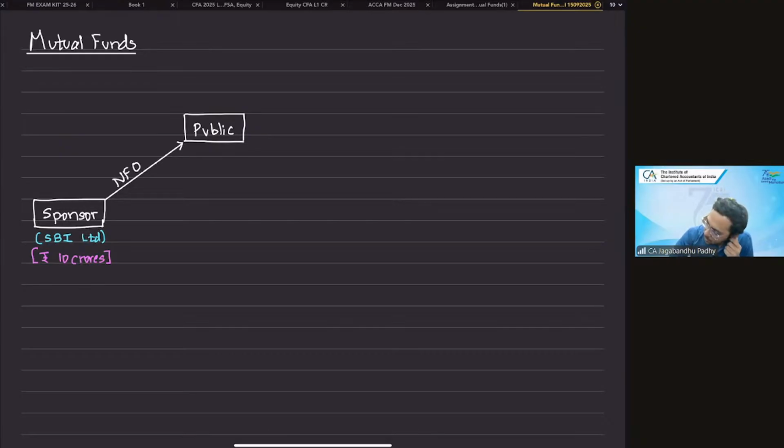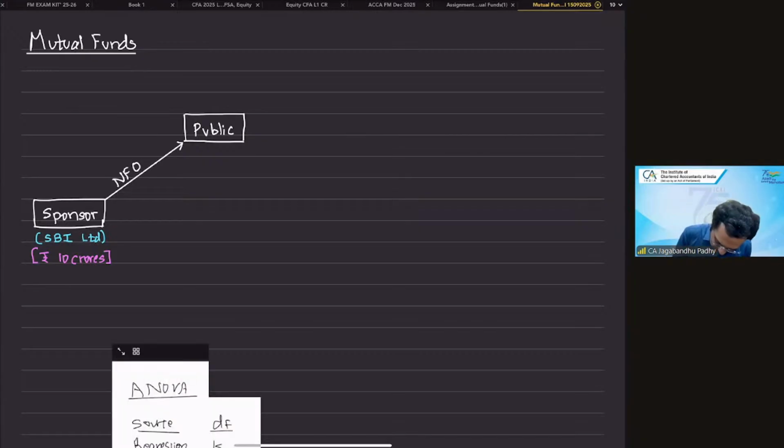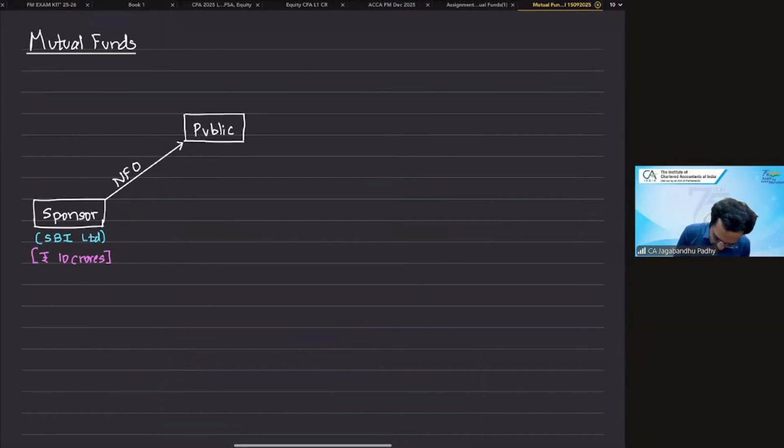Now, of course, the public will read what you will be investing in. What are the securities that you're going to choose? What is the tenure of your investment? So you come up with this NFO with proper disclosure about all the activities that the mutual fund is going to do. And then the public at large is going to provide money.